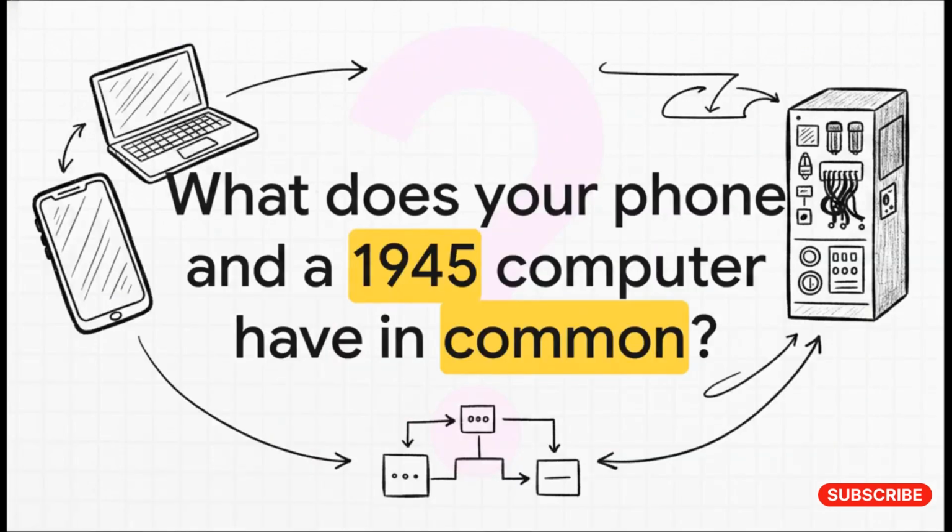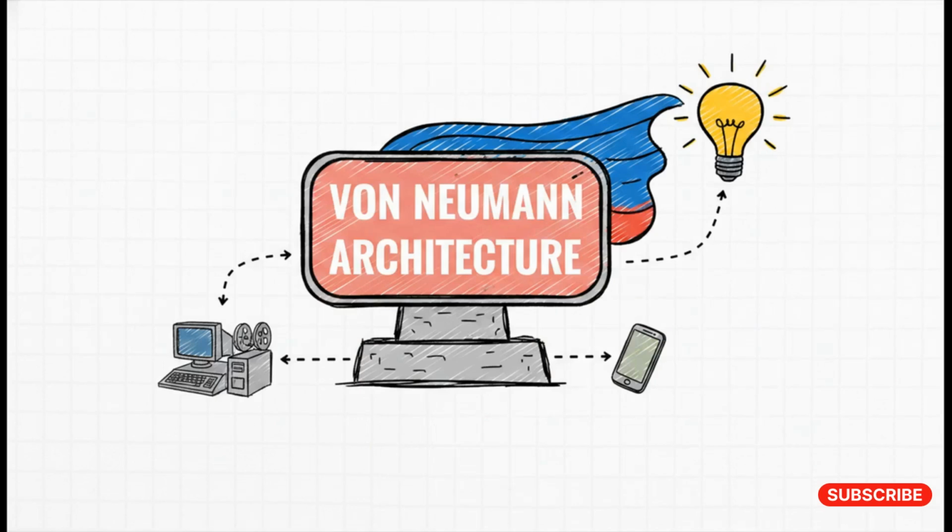So let me just ask you this. Take a look at your phone, your laptop, whatever you're using. What could it possibly share with a clunky, room-sized computer that was built right after World War II? I mean, it sounds crazy, right? Well, believe it or not, the answer is a single brilliant idea. A design so fundamental, so powerful, that it's been the bedrock of computing for like 80 years. It's called the von Neumann Architecture, and it is absolutely the hero of our story today.